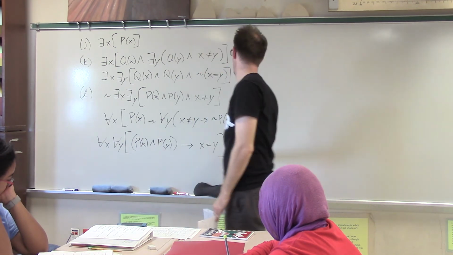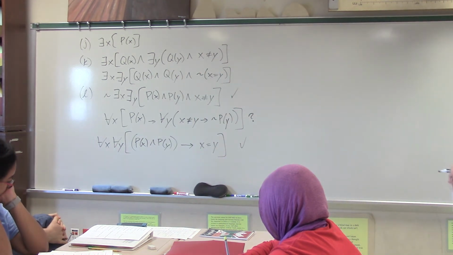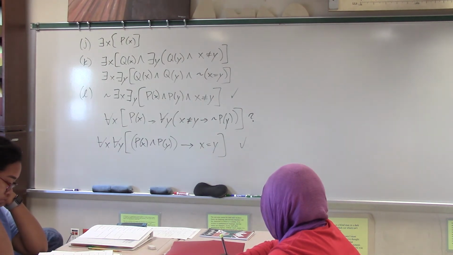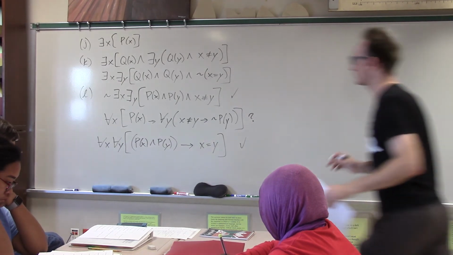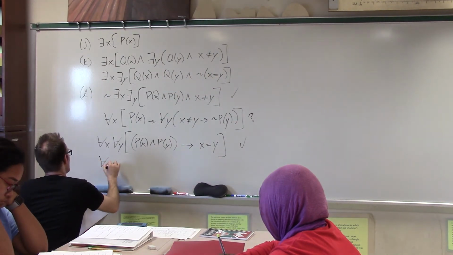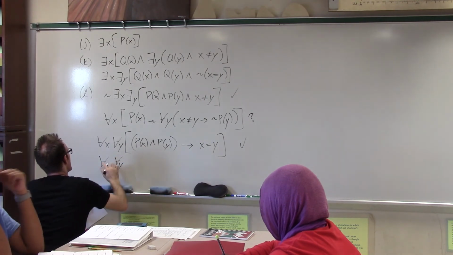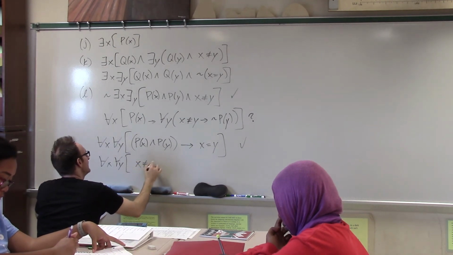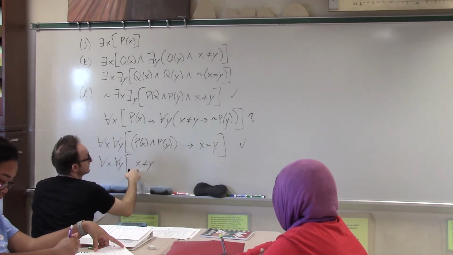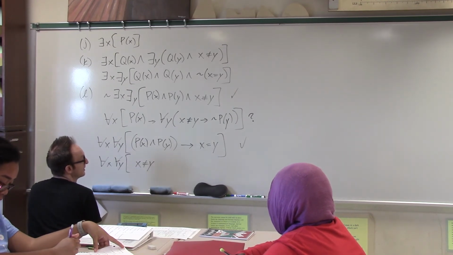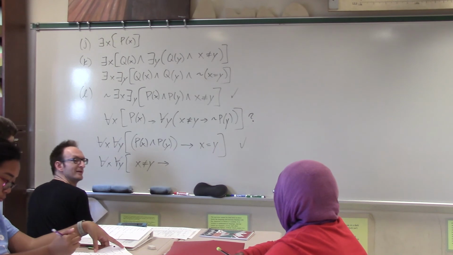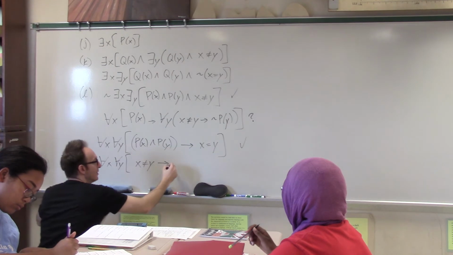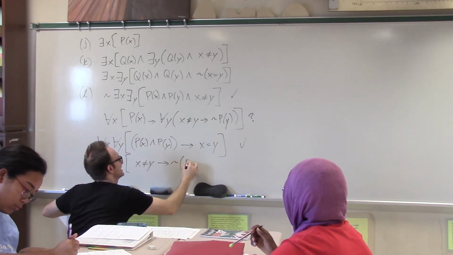This is one of the classical translations. Do we all agree that that does capture it? Take any two people whatsoever. If they're both preppy, then they must both be the same person. And some people find the contrapositive of this more intuitive: if two people are not the same person, then they're not both preppy. Actually, I take it back, that's not more intuitive.